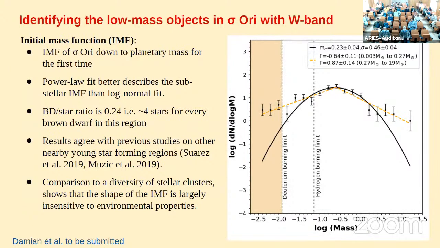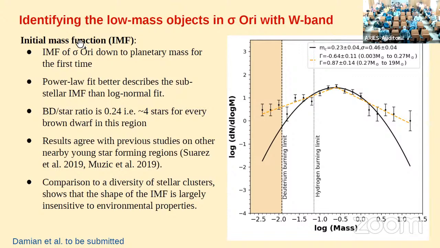The main aim of our study was to get a complete list of spectroscopically confirmed members in Sigma Ori and then build the initial mass function. Here I have shown the initial mass function in this plot, which are the black points with the corresponding error bars. This is the first time that we are probing the IMF down to the planetary mass regime for this region. So we have a range of between 19 solar mass down to almost 3 Jupiter mass.